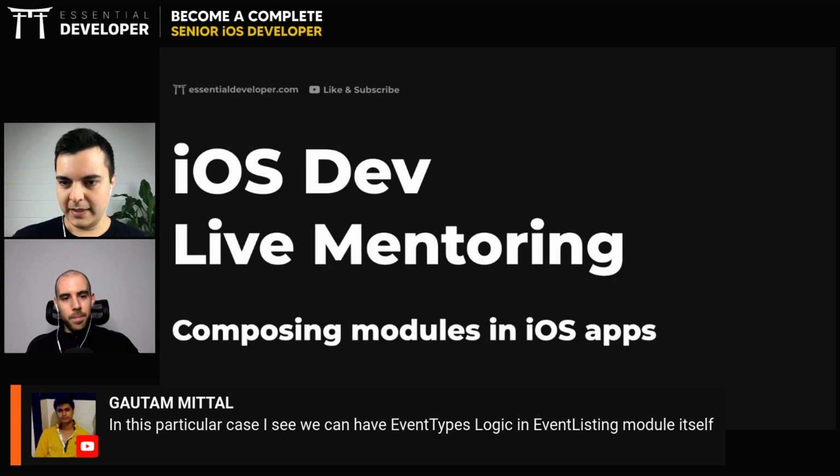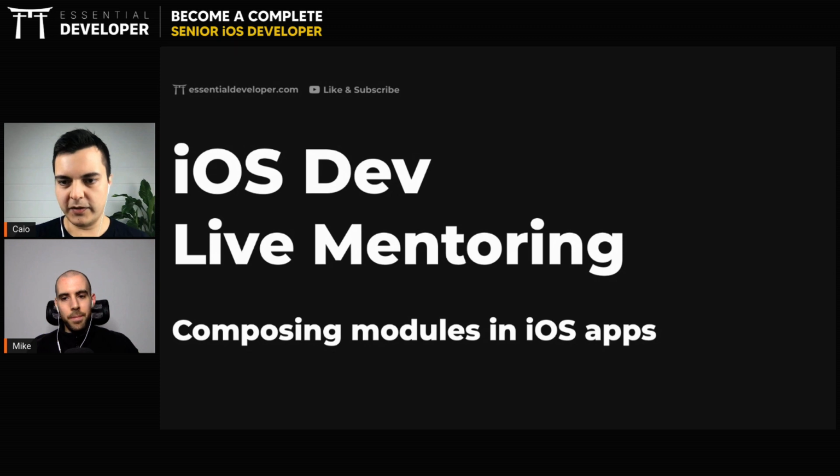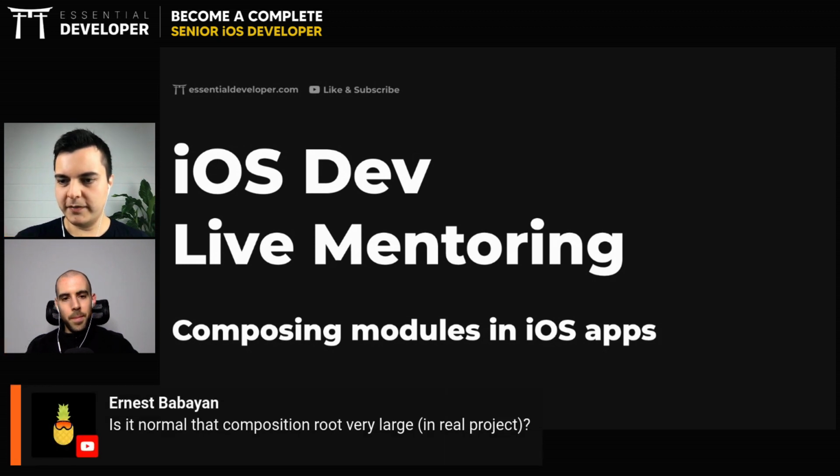In this particular case, I see we can have event types logic in the event listing module itself. As we showed there, you can keep them in the same module or in separate modules depending on what you're trying to achieve. In this case, he needed the separation because he wanted to use the features in different applications independently. Is it normal that the composition root is very large? It can become very large, but you can break it down into more modules or separate components. It doesn't need to be large. It can get large, but it doesn't have to.